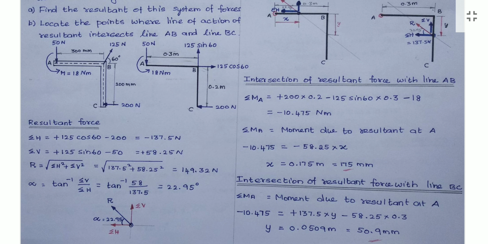Then sigma V also creates moment, because sigma V will rotate this angled bracket in anti-clockwise direction. So it is minus, the sigma V value is 58.25 into the perpendicular distance. Sigma V is a vertical force, so the horizontal distance is 0.3. Solving, we get the value of y as 0.0509 meter, that is 50.9 millimeter. So with this we have located the resultant force.